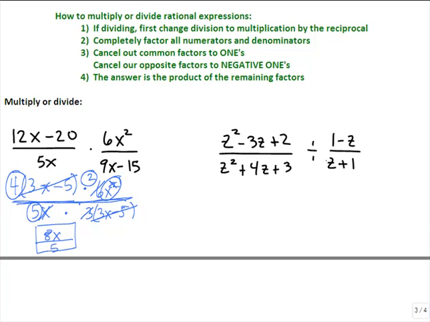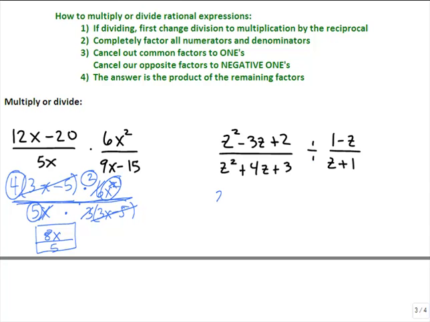For the next example, this is now division. So in order to simplify this, what we're going to want to do first is remember that when you divide fractions, that's exactly the same as multiplying by the reciprocal. So the very first thing we're going to want to do is get rid of this division symbol and change it to a multiplication by the reciprocal.